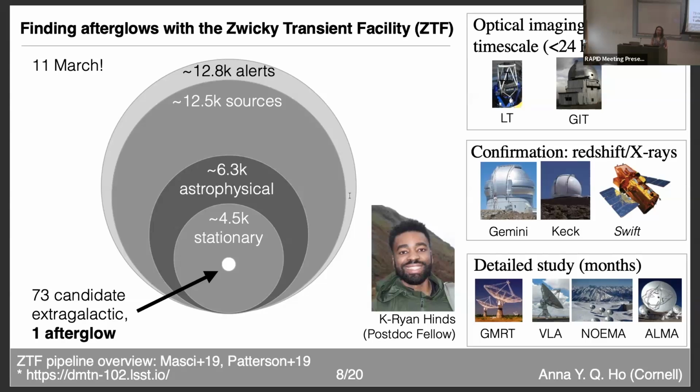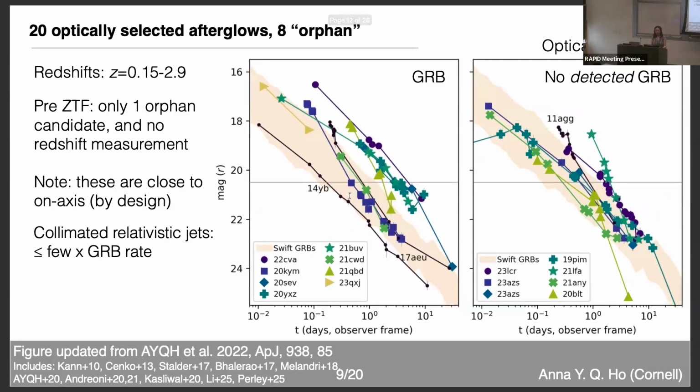And then to really confirm that it's a relativistic event, you need to either measure the redshift or have an X-ray detection. If we have one of those, we then trigger a suite of radio telescopes to monitor these events over months. This has been very successful. So at this point, there are 20 afterglows that have been detected blindly with ZTF. For each one, we go back and we see whether there was an associated gamma ray burst. And in most cases, actually, the answer is yes. But we have 8 events at this point where the answer is no.